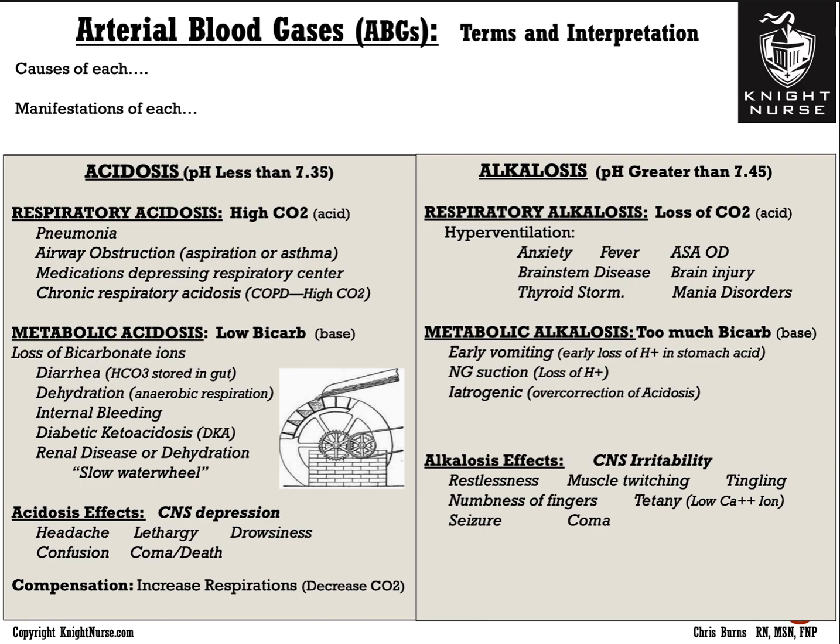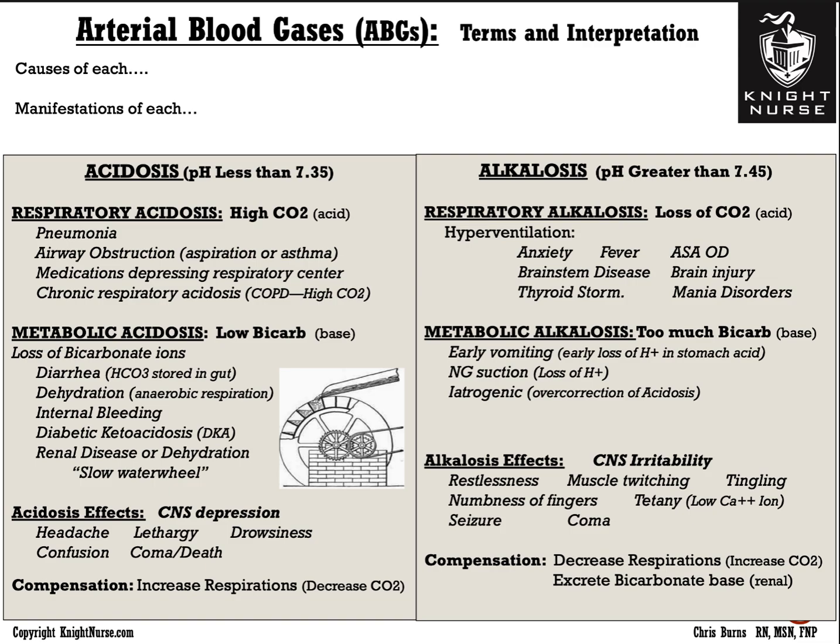Alkalosis effects are CNS irritability, muscle twitching, tingling, restlessness, numbness of fingers, and seizures. They're all kind of buzzing with alkalosis, whereas the acidosis was CNS depression. Now, disruptors of alkalosis is decreased respirations, compensation is to decrease respirations that will increase your CO2 or to excrete bicarbonate through the kidneys.